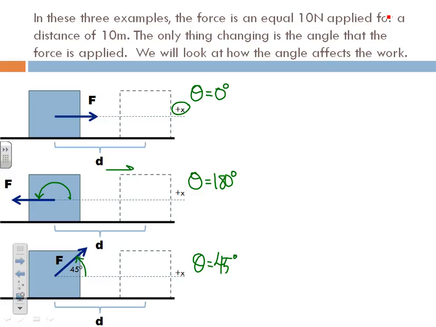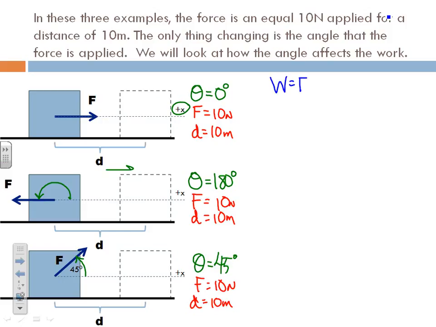So if everything else is the same about these three, if every one of them has a force of 10 newtons and a distance traveled of 10 meters, then when we go to calculate the work that's done by each of these forces, we would expect it to be the same because it's 10 newtons, 10 meters. But that angle has an effect. So let's look at how that angle affects it.